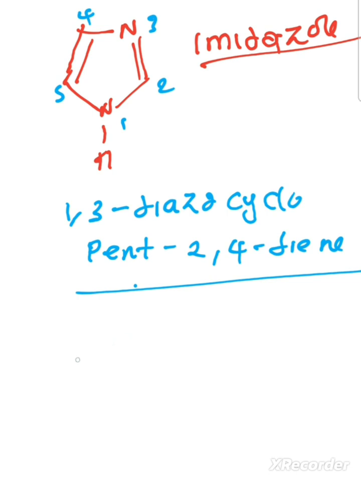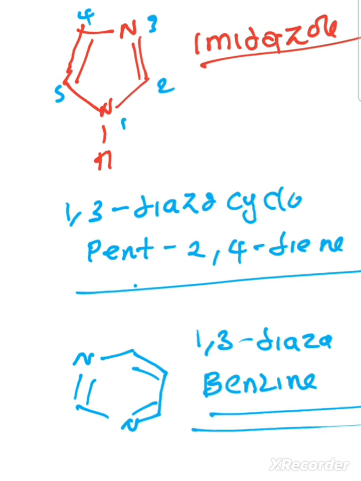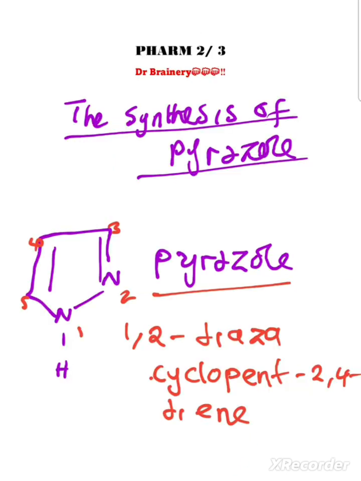So here we also have the other one, which is called pyrimidine. A pyrimidine has a nitrogen on position 1 and on position 3. So this one is just like benzene. It is called 1,3-diazabenzene. It is only on position 1 and on position 3. But today we are concentrating on pyrazole, how we can synthesize pyrazole.